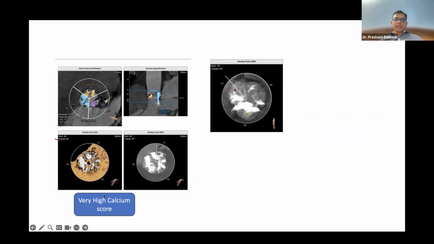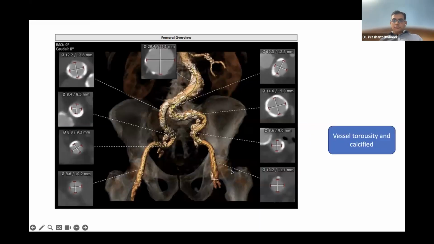Then what about a very high calcium score? This is a patient with a calcium score of more than 2840. So this is a very high calcium score. Because of the very high calcium score, the valve may remain constricted after deployment, and the patient may develop paravalvular leak despite valve deployment. Other hostile features are vessel tortuosity and calcification.